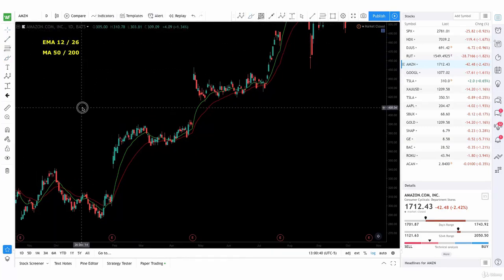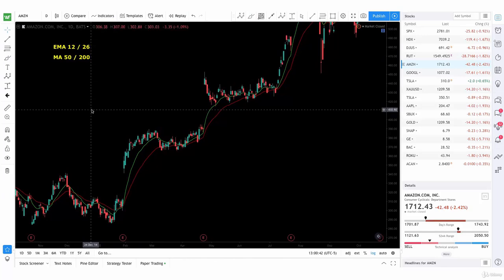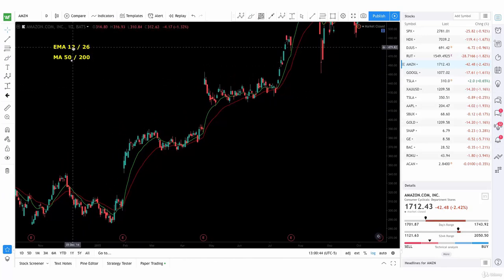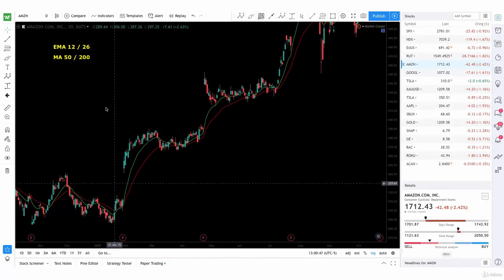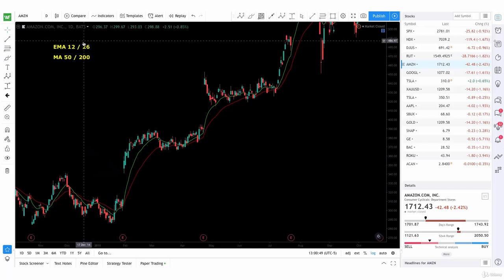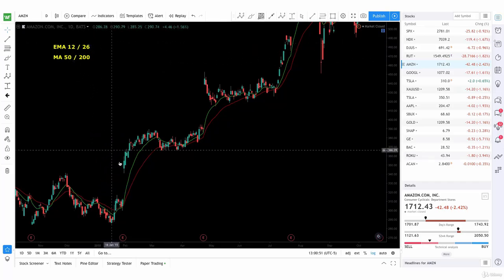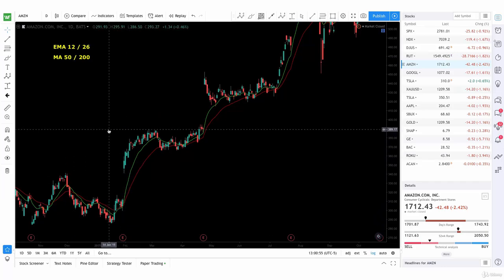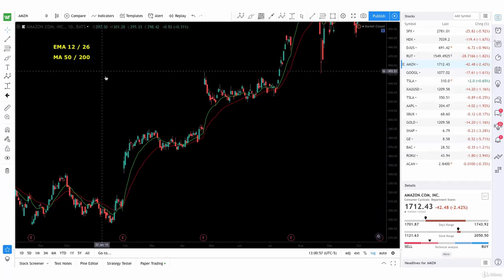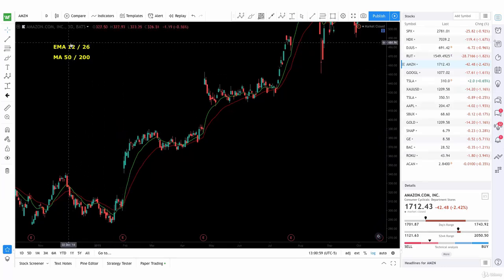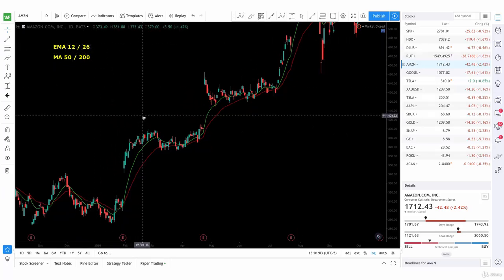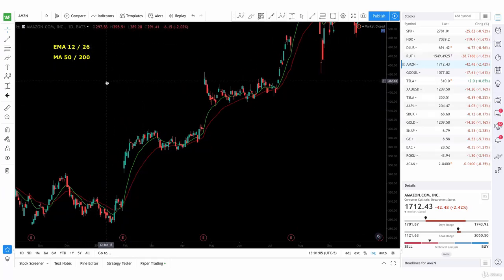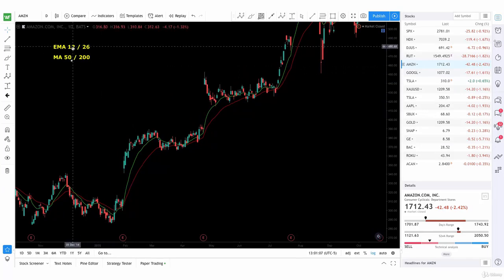Alright. So what we're looking for is the shorter EMA to cross over the longer EMA. In this case, the 12, we want to see the green go over the red. That will give us a bullish signal. And if the shorter crosses under the longer EMA, then it's a bearish signal. It's a sell signal.